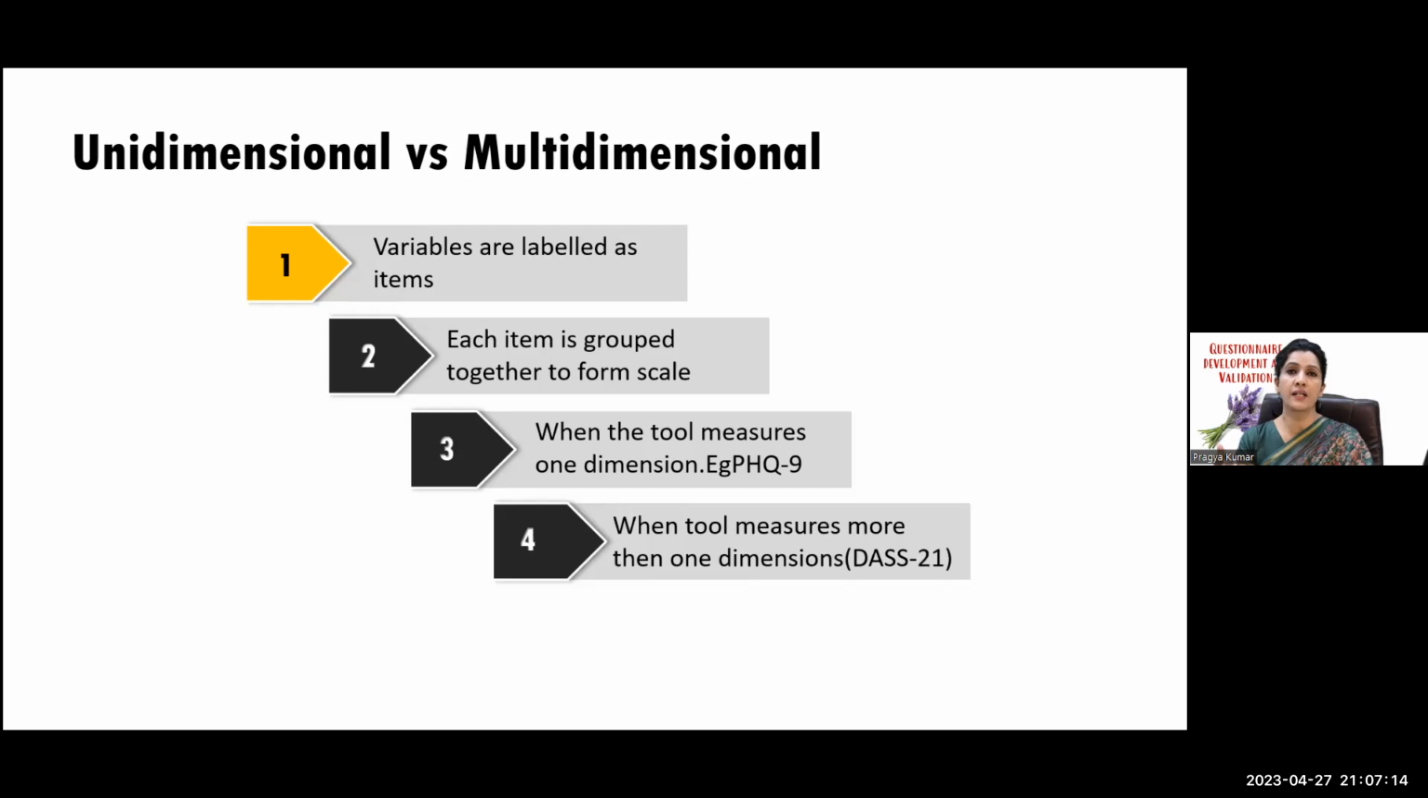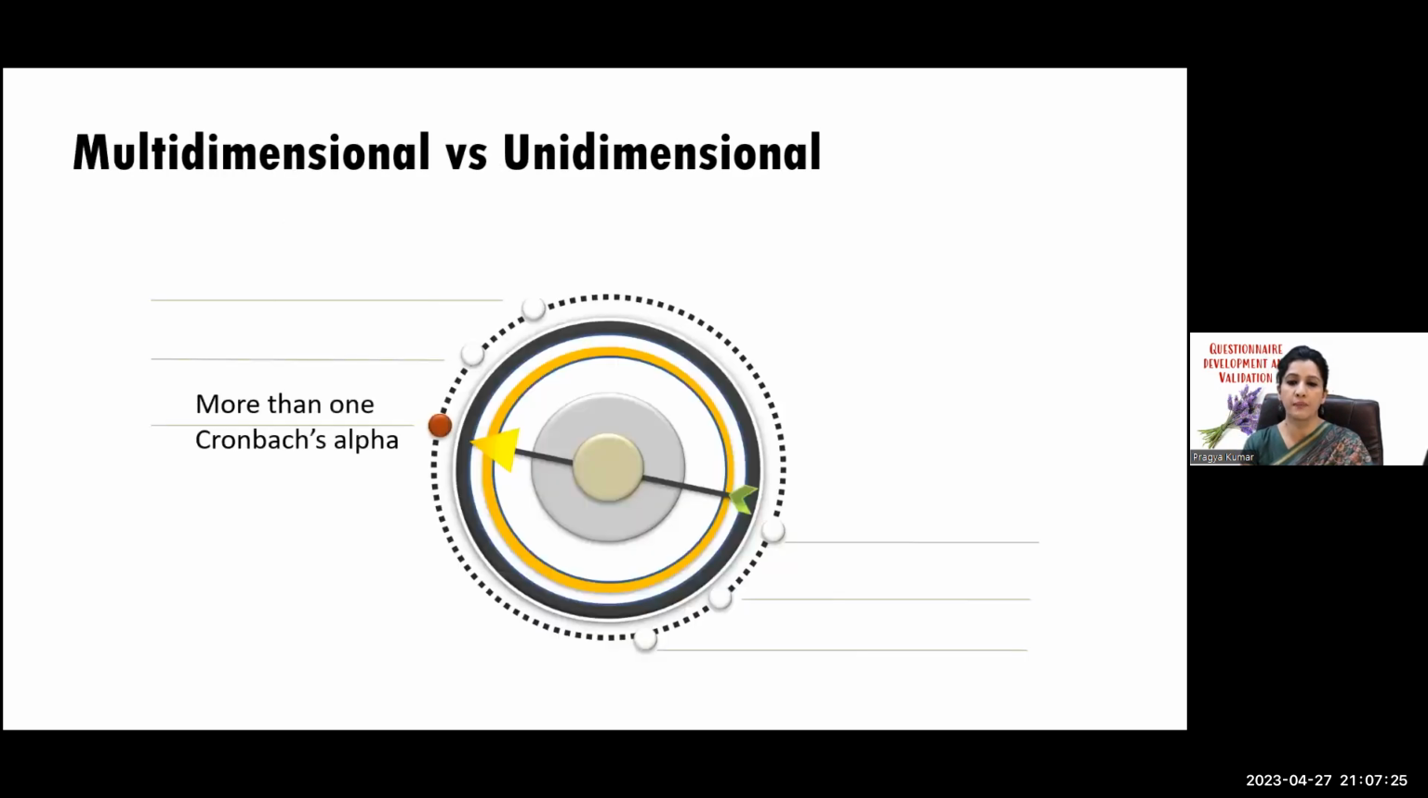Like PHQ-9 has got a single dimension. But if you take the DASS scale, the depression anxiety stress scale, that has got more than one dimension. So what is the difference between the unidimensional and multidimensional? In case of a multidimensional scale, Cronbach alpha is for each dimension. If your scale has got more than one dimension, then you should not go for an overall Cronbach alpha. We will see that. You should run items separately, belonging to one domain or one dimension.